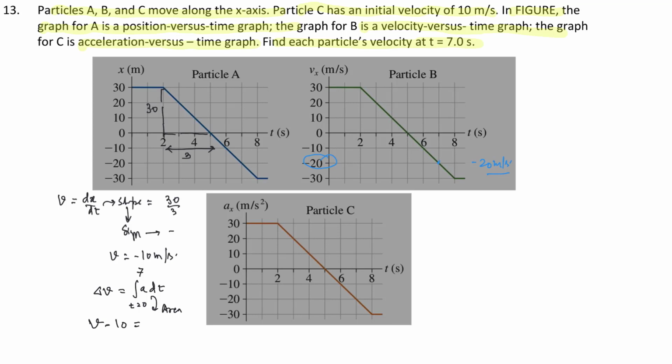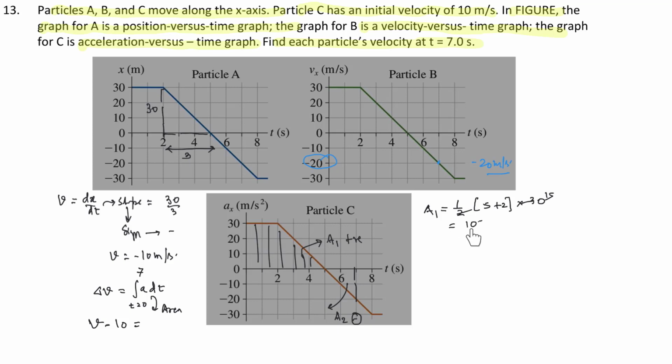and delta V will be written as V minus initial velocity, which is 10, so V minus 10 is equal to this area. This is a trapezium, area 1, and area 2. This shape is a triangle. This area has positive sign, this area has negative sign. So A1 is equal to half into sum of parallel sides, that is 2 plus 5. So half into 5 plus 2 into distance between parallel sides, which is 30.